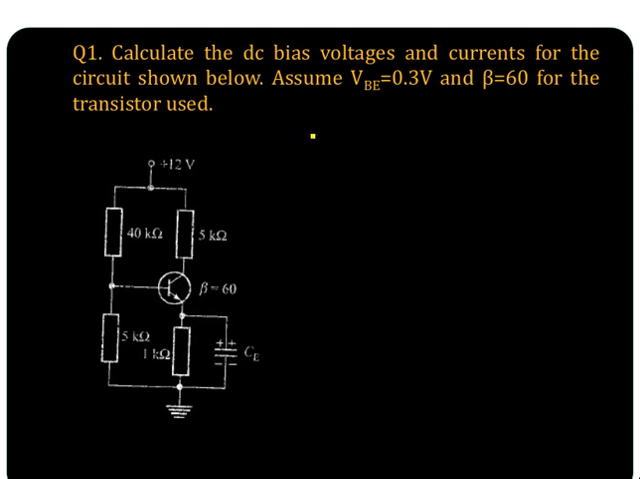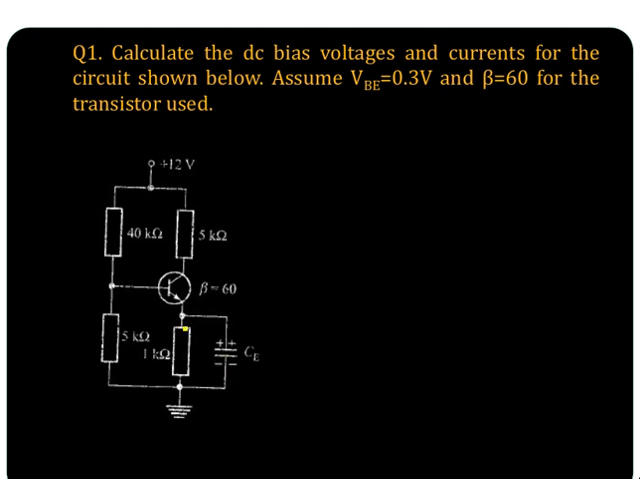Which means now you have obtained IE and VC. Now we can calculate the DC bias voltages and currents for this circuit, assuming VBE is equal to 0.3 volt and beta equal to 60. And this is the voltage divider biasing circuit. You can see a capacitor here. What will be the requirement of this capacitor?